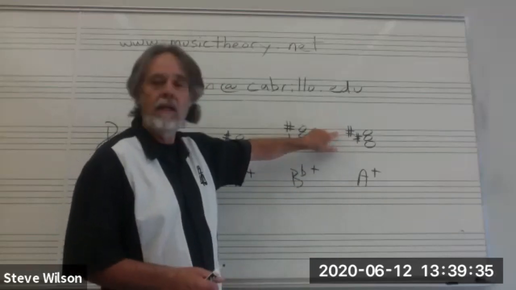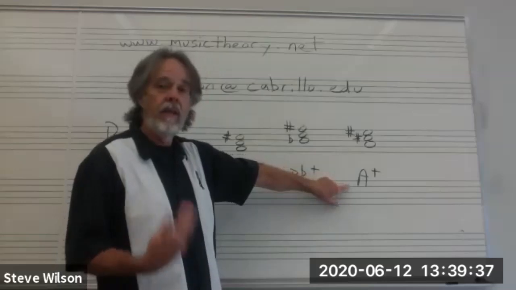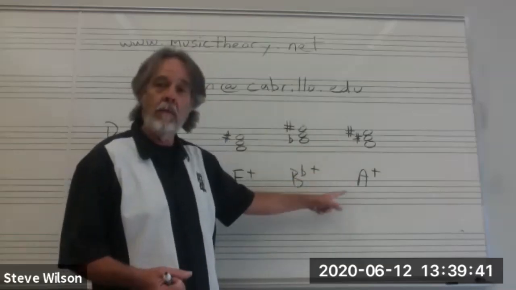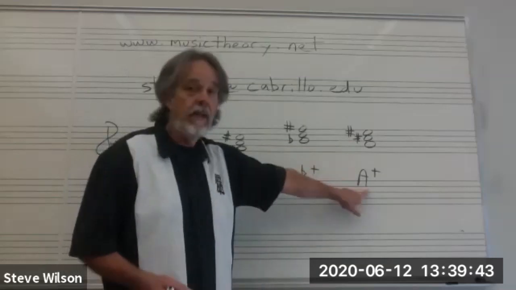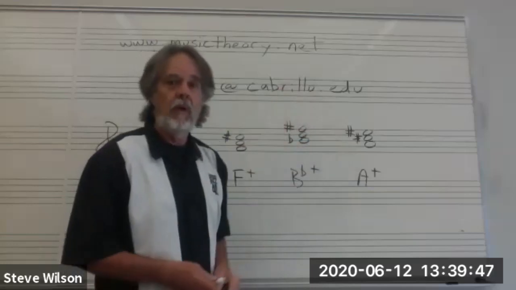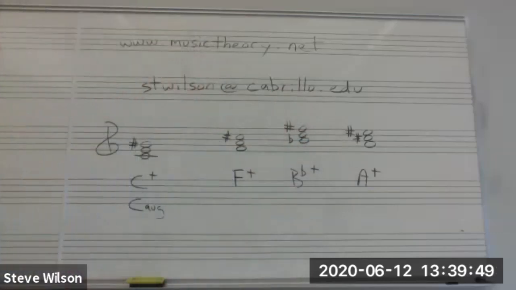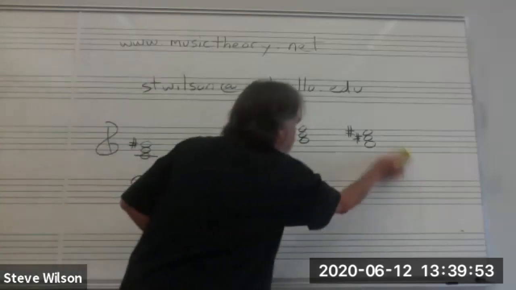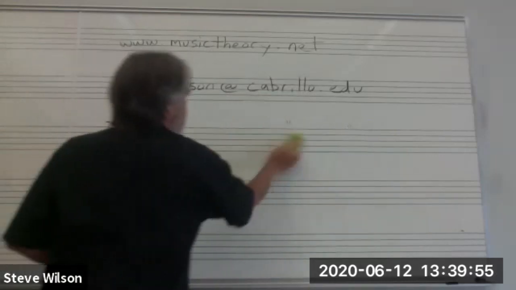Not to make a big deal about that, but if you're in a theory class and the instructor asks you to write an A augmented chord, you want an A plus on your exam, you're going to write A, C sharp, E sharp. Okay, so that's the augmented triad. Okay, and the last triad is the diminished triad.